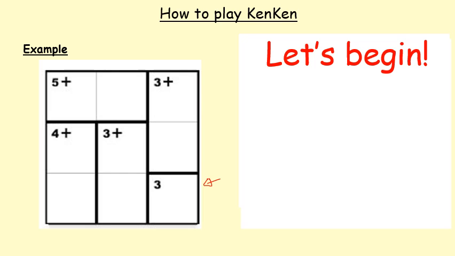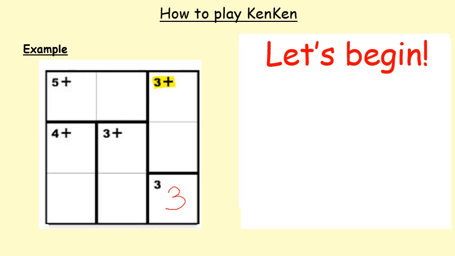This is our freebie. Remember, the sort of dark black outline around it means it's only a 1x1 square, and it has to add to 3. So that number there has to be 3. So I'm going to fill that in first of all.